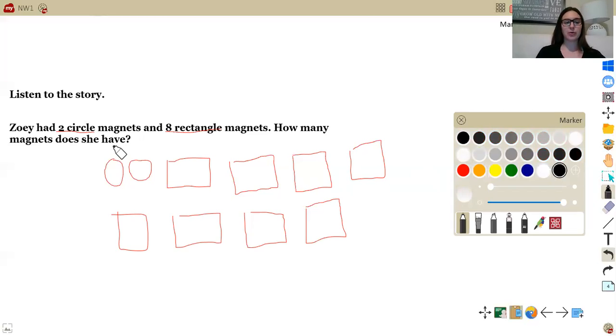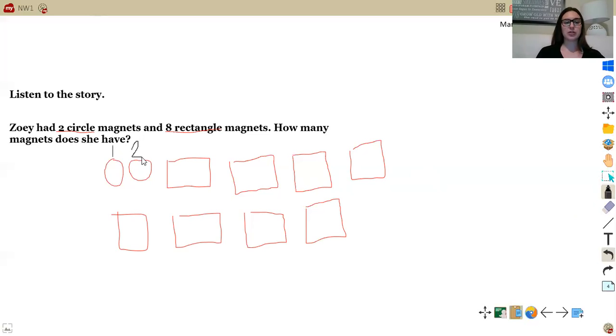So we're going to go 1, 2, 3, 4, 5, 6, 7, 8, 9, and 10. So I see that Zoe has 10 magnets altogether. Now I'm going to write my number sentence to represent what I have drawn. So she has 2 circle magnets. I can see that here.